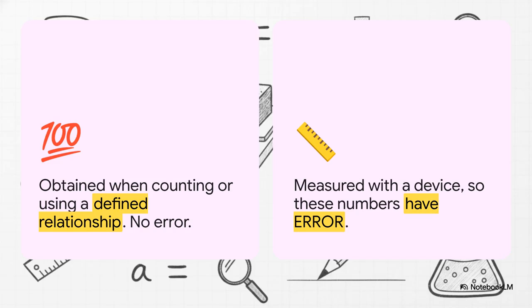But then, on the other hand, we have measured numbers. Whenever you use a physical measuring device, your number is going to contain some error. You are literally forced to make an educated guess on the very last figure of your reading. And the crucial takeaway here is that when you plug these measured numbers into a calculator, your final answer can only ever be as accurate as your absolute worst measurement.